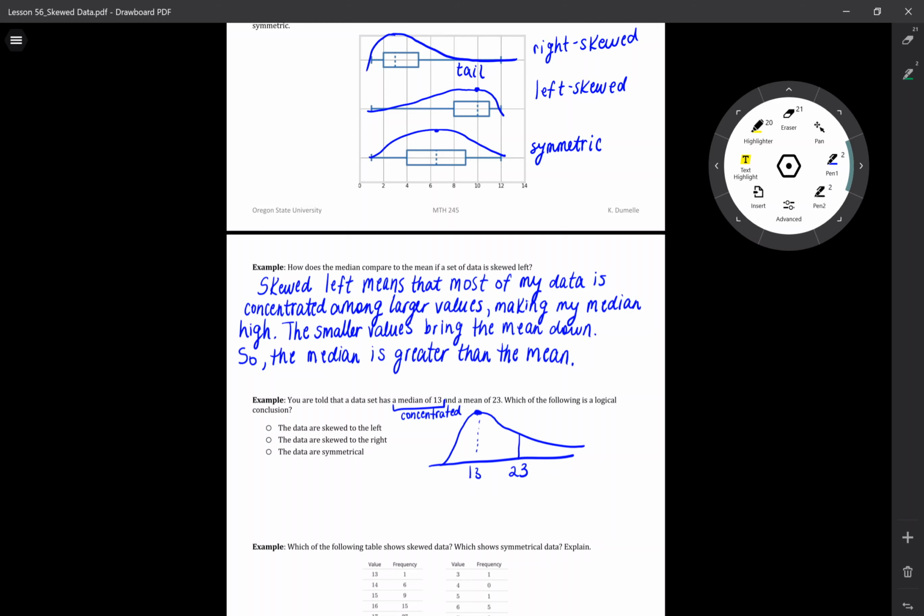Well, here, if we look at this shape, I have a tail to the right, and I can see that my mean is much greater than my median, which tells me I have several really small data points over here and a lot of large data points over here. So this tells me that since my tail is to the right, my data is skewed to the right.